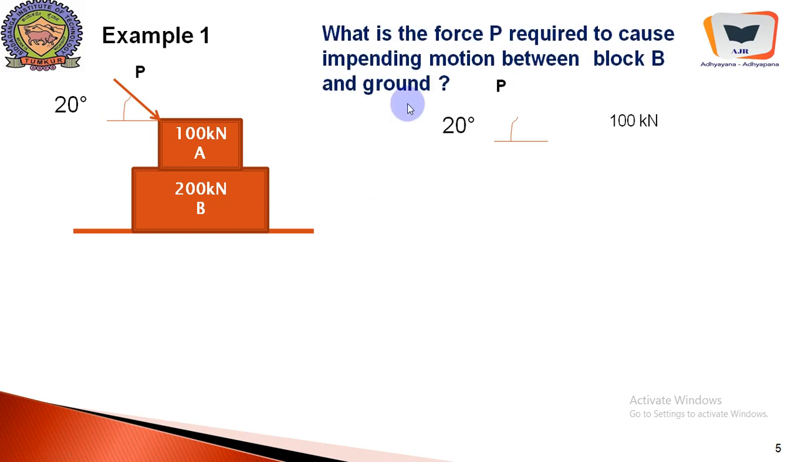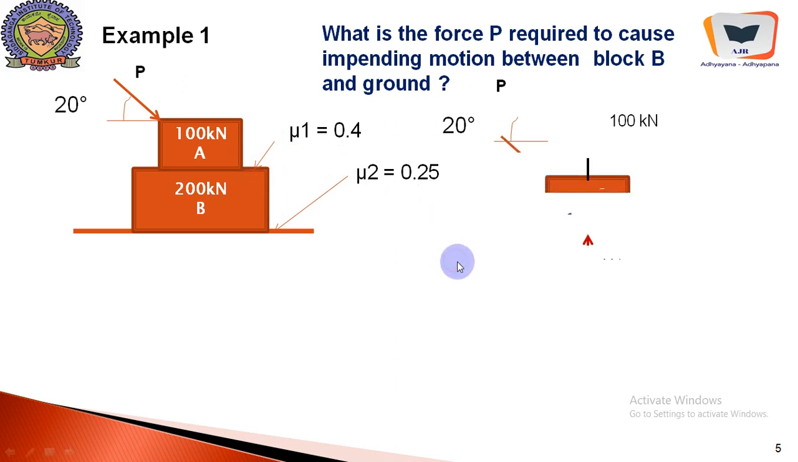The question here is, what is the force P required to cause impending motion between block B and ground? It is not between block A and block B. It is between block B and the ground. And here the frictional coefficient happens to be 0.4, and here it happens to be 0.25.